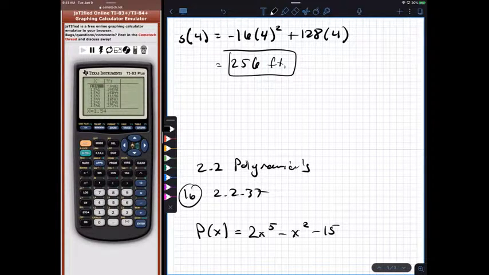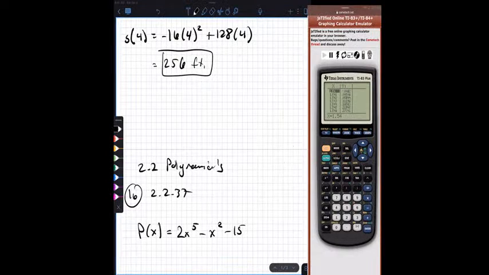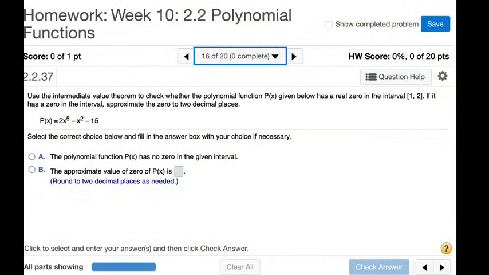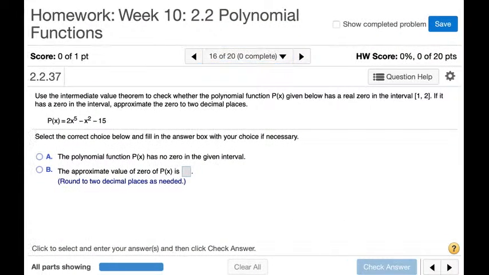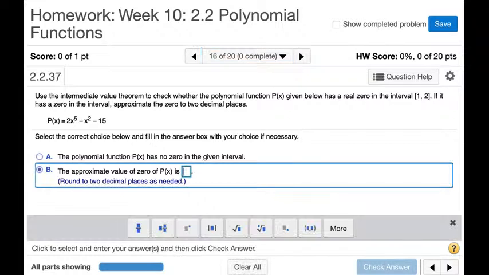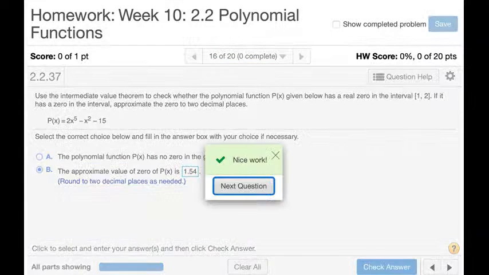I'm gonna hop back over to Pearson and make sure it's displaying properly. Okay. The approximate to 2 decimal places, I think we said 1.54. Just like that. I hope that answered the question. I know it took a while to get there. Let me check the chat.